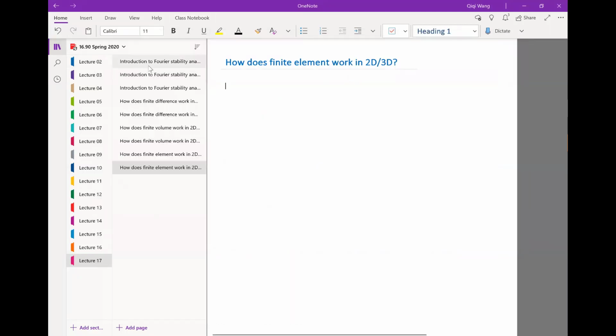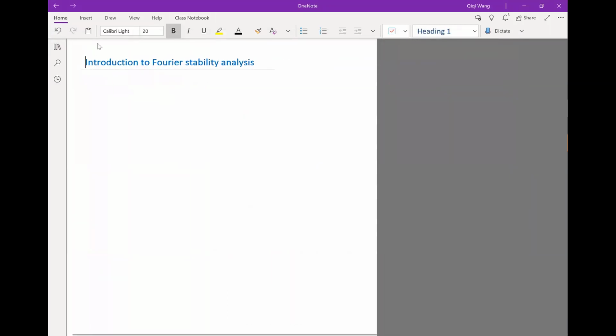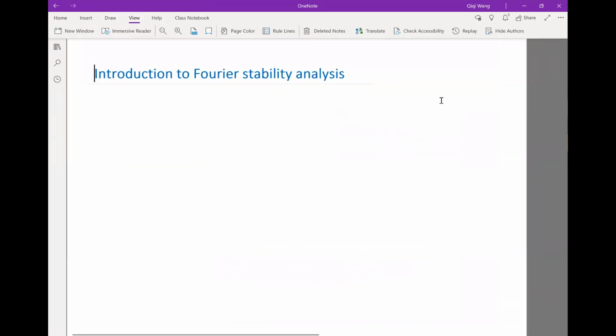Let's start today's lecture content. If we finish the content today, it'll be the last lecture on partial differential equations. We are going to cover Fourier stability analysis, just a quick introduction, and then discuss how we generalize the finite difference, finite volume, and finite element methods we studied into 2 dimensions and 3 dimensions, which is something you probably will see a lot in applications.